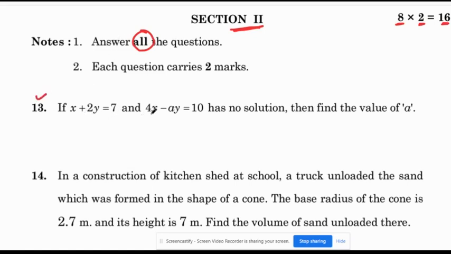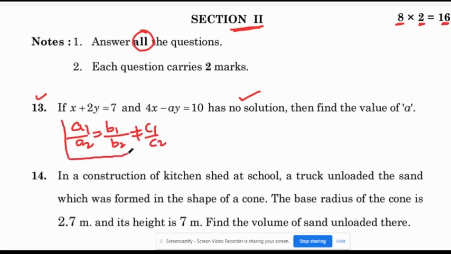First question, that is 13th: x plus 2y is equal to 7, 4x minus ay is equal to 10 has no solution. No solution means parallel lines. The parallel line condition is a1 by a2 is equal to b1 by b2 but not equal to c1 by c2.